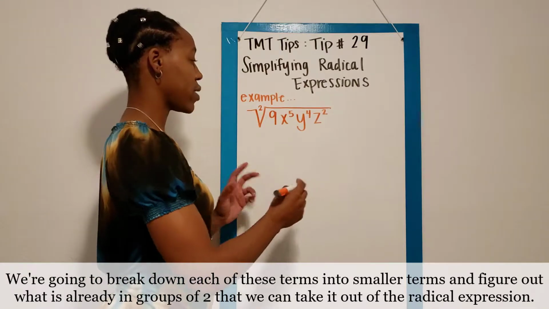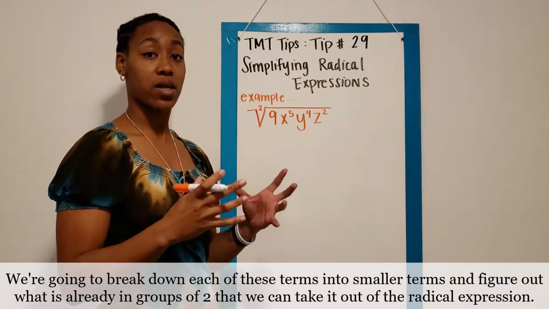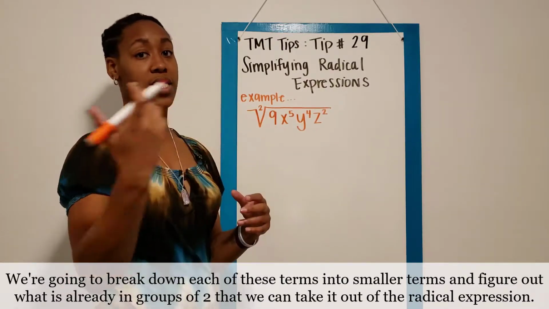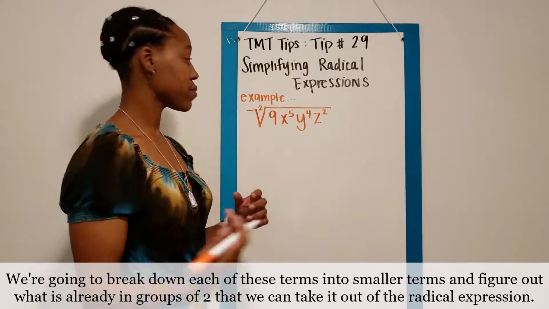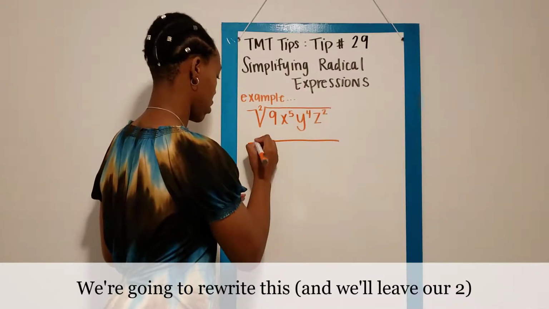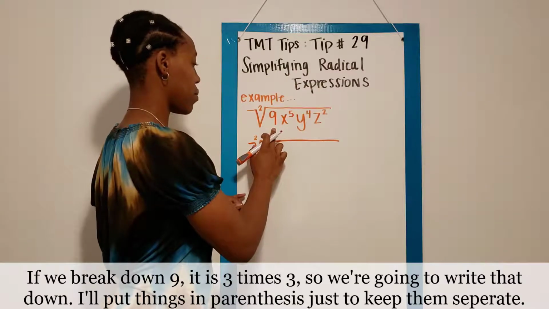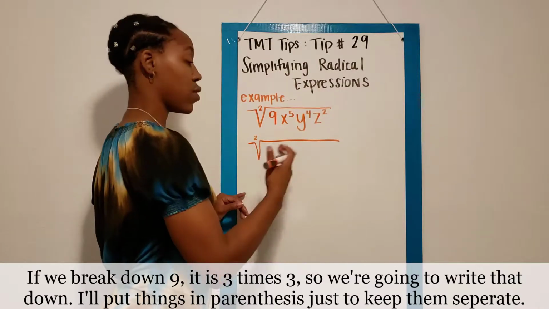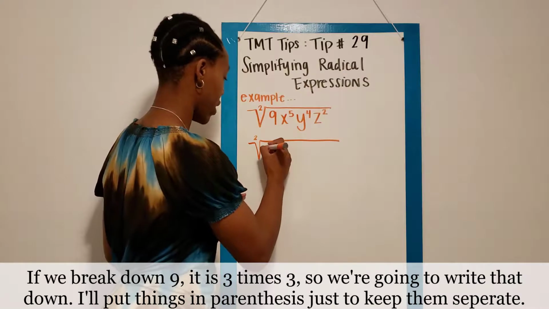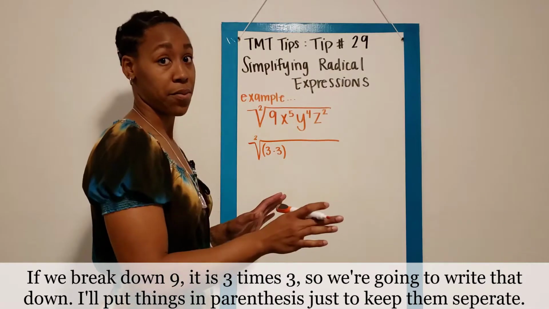So we're going to break down each of these terms into smaller terms and figure out what is already in groups of 2 that we can take out of the radical expression. So we're going to rewrite this. We're going to leave our 2. So if we break down the number 9, it is 3 times 3. So we're going to go ahead and write that. And I'll put things in parentheses just to keep them separate.